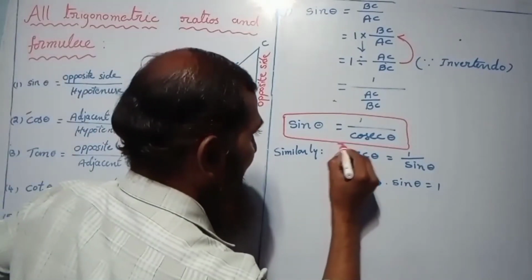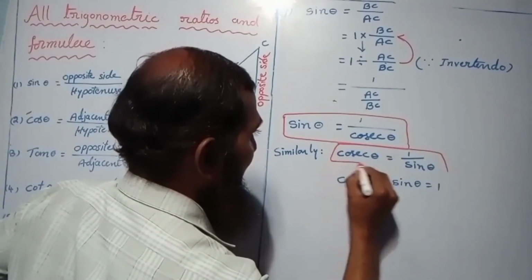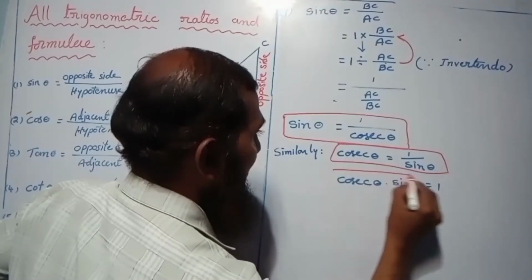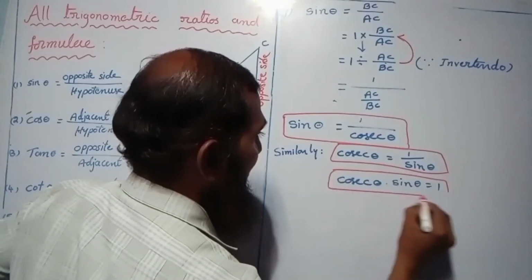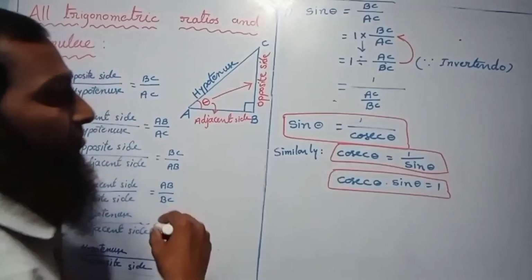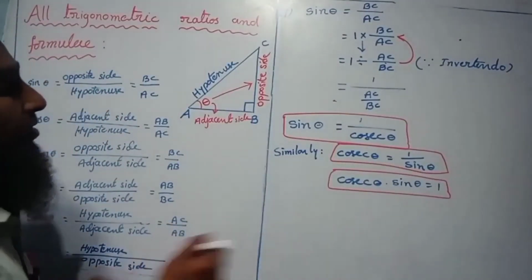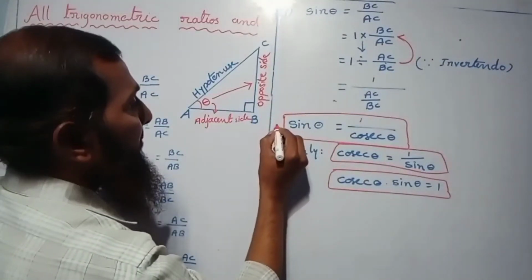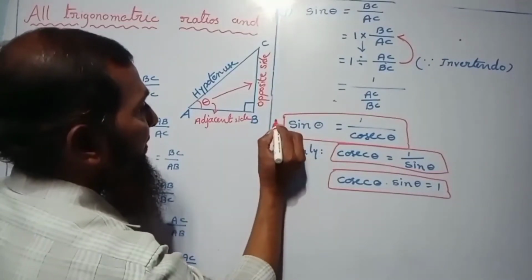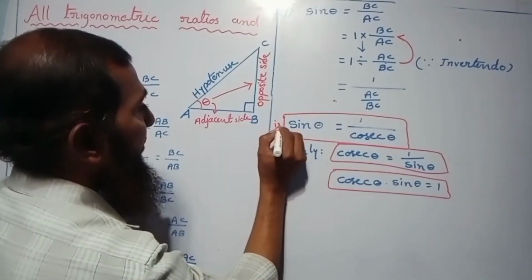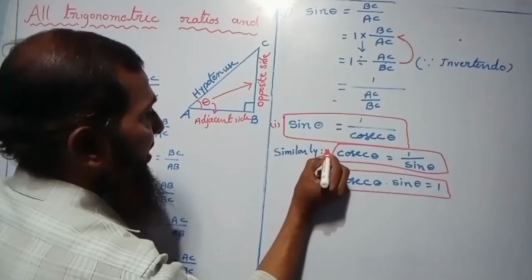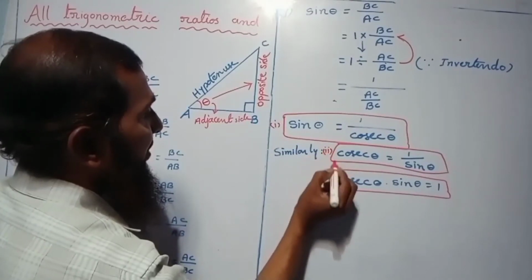So this is one, this is another one. It is the seventh formula, in which it is 1. It is the second formula. In the third formula.